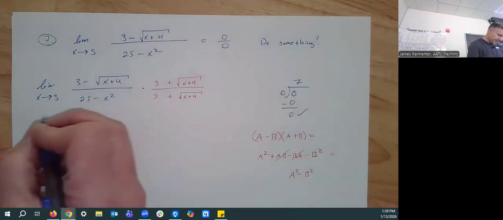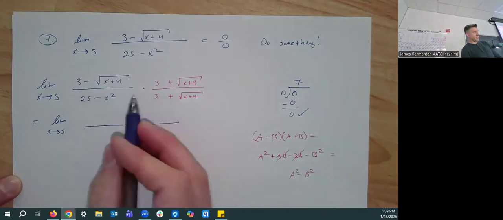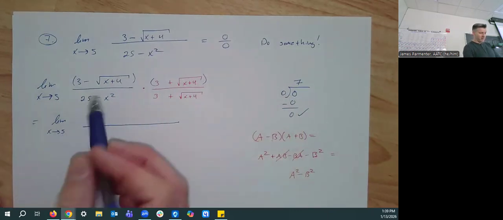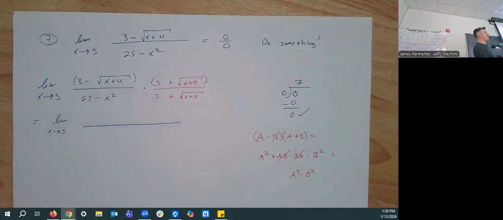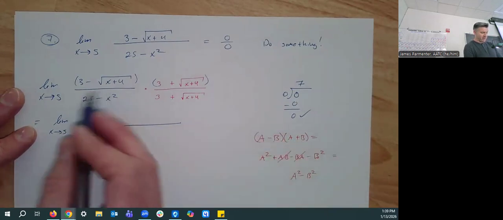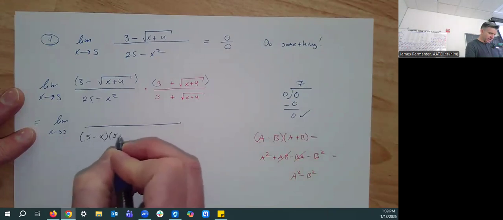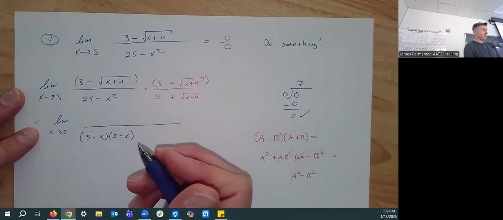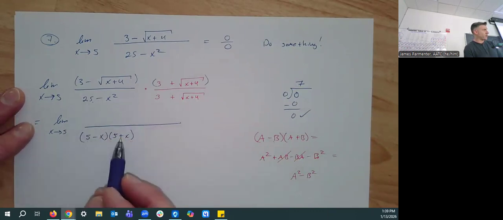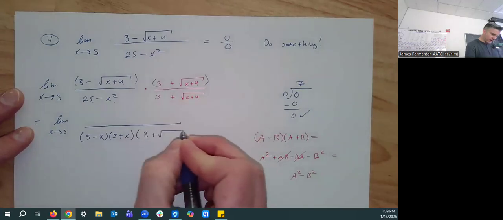So here, we're going to multiply out the conjugates, the two pieces on top, but not the pieces on the bottom. Multiplying 25 minus x squared by 3 plus the square root of x plus 4 isn't helpful. So what we should do on the bottom is just leave it as it is. In fact, we should factor the 25 minus x squared. It's going to be 5 minus x times 5 plus x. Order does matter here. It is specifically not x minus 5 times x plus 5. If the 25 is first, the 5 has to be first. If the x squared is first, then the x is first. And then we have this other 3 plus the square root of x plus 4 piece.